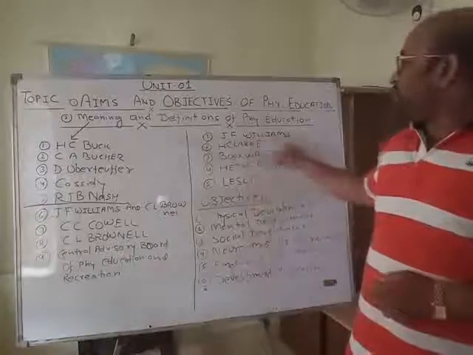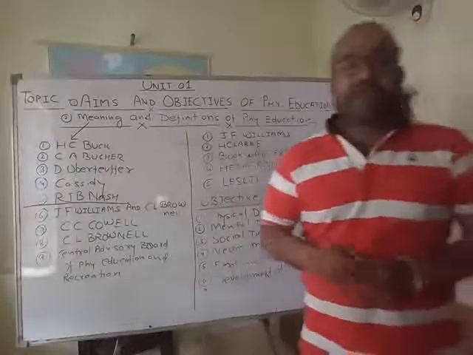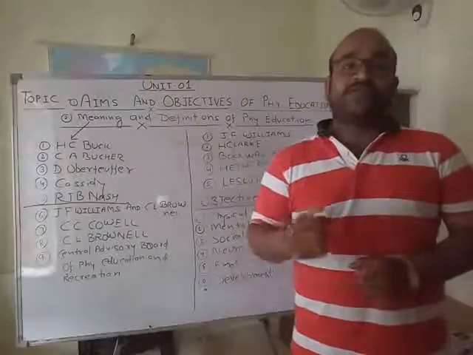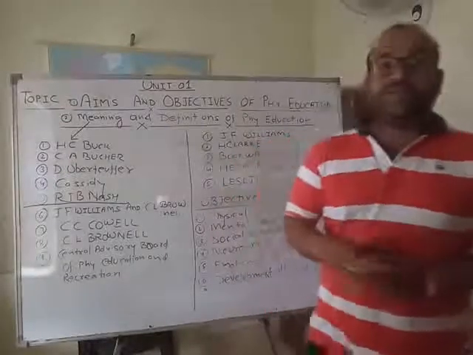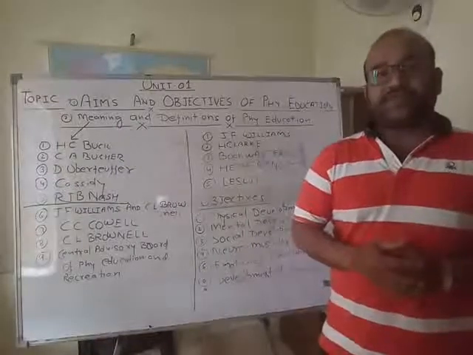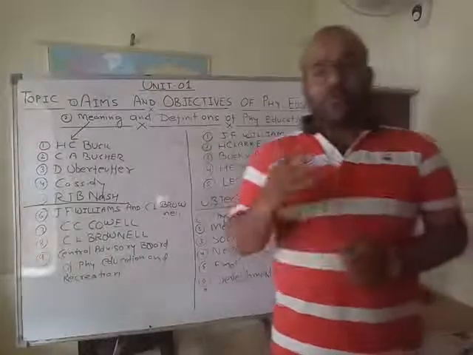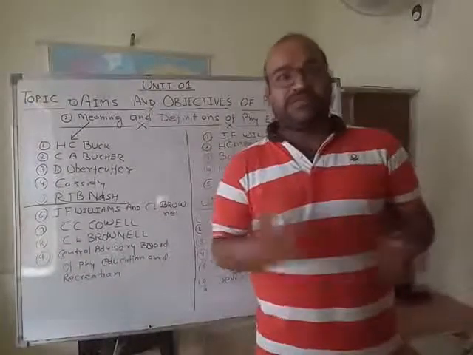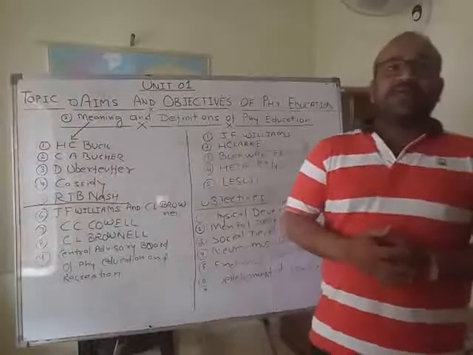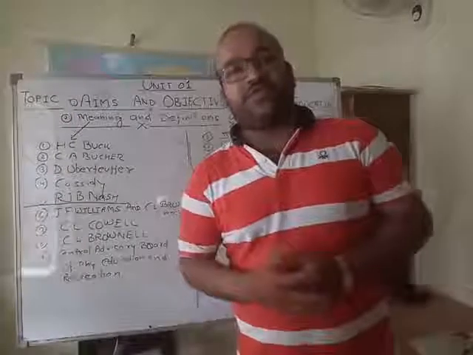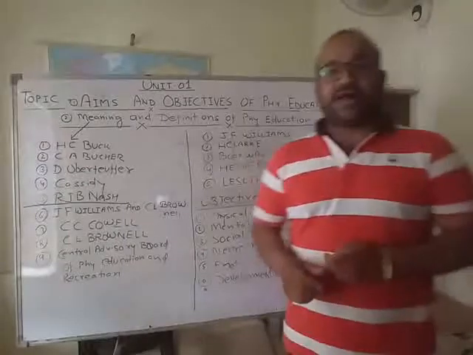What did J.F. Williams say about aims? According to J.F. Williams, physical education should aim to provide skilled leadership, adequate facilities and ample time for the individual and group to participate in activities that are physically wholesome, mentally stimulating and socially sound. And S.C. Clark.